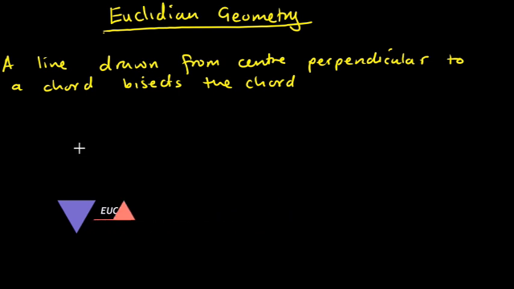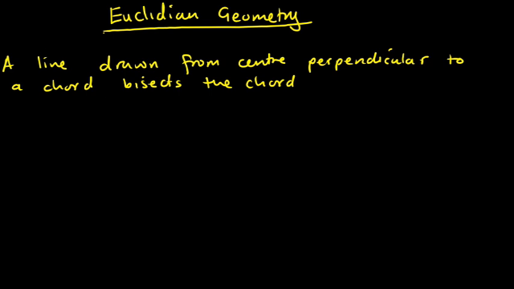What we are going to talk about is this theorem which says that a line drawn from center perpendicular to a chord bisects the chord. We are going to try to analyze and understand what this statement of the theorem is actually saying.